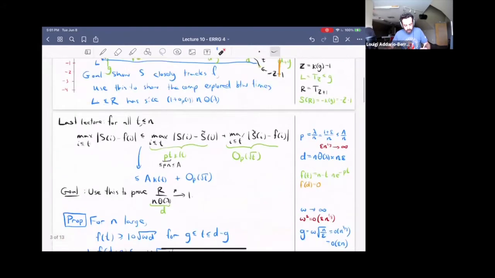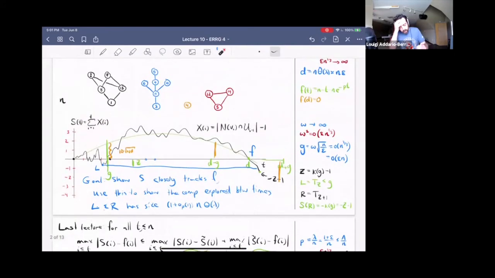Really, up to all the technical details, and there were a fair number, what the proof boiled down to was just getting good control on the error between s and this process f, which it approximately tracks.